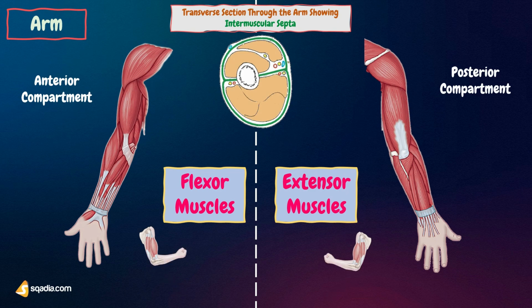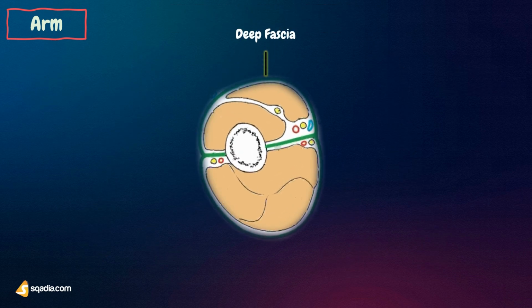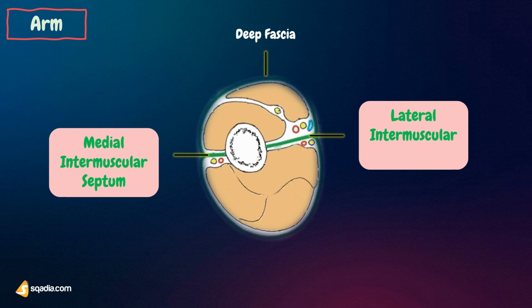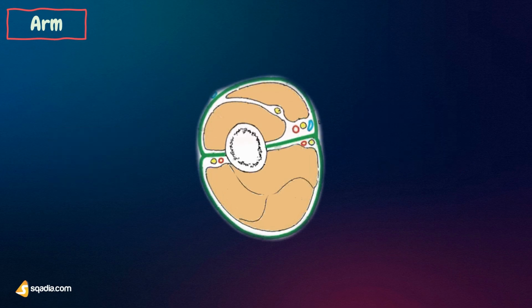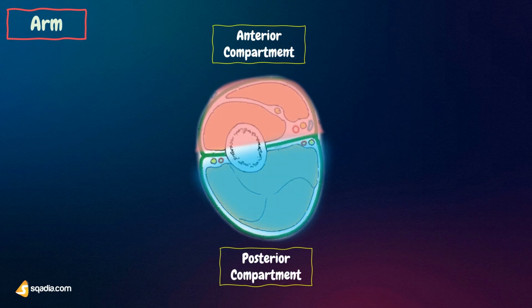The arm is enclosed in a sheath of deep fascia. Two fascial intermuscular septa, one on the medial side and one on the lateral side, extend inward from this sheath and are attached to the medial and lateral supracondylar ridges of the humerus, respectively. In this way, the upper arm is divided into an anterior and a posterior ossifascial compartment, each having a set of muscles, nerves, and arteries.